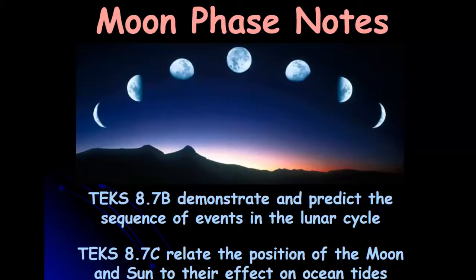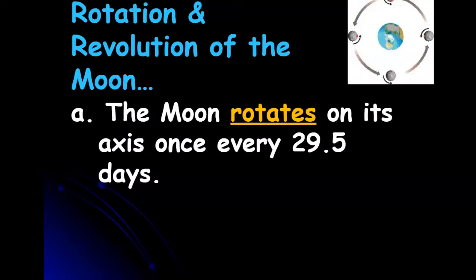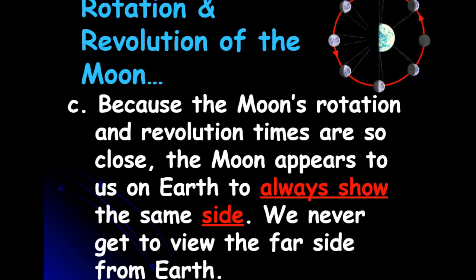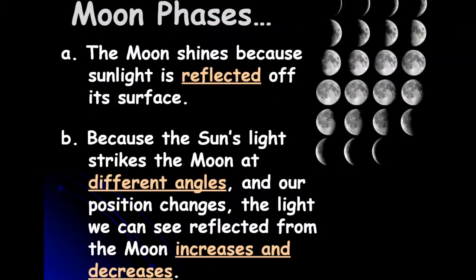Today we're going to talk about moon phases. So when we first talk about moon phases, we need to understand that the moon has motion. It is rotating and it is revolving. The moon's rotation takes about 29.5 days, or we could average it out to a month. Its revolution around the Earth takes approximately 27.3 days, or again, about a month. Because the rotation and revolution are at about the same speed, we always see the same side of the moon as it's viewed from Earth.